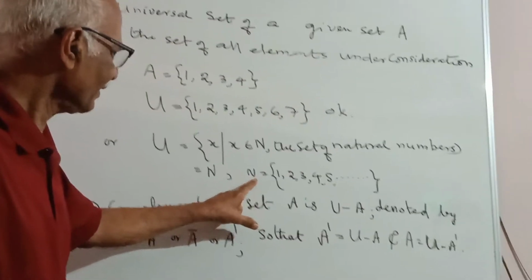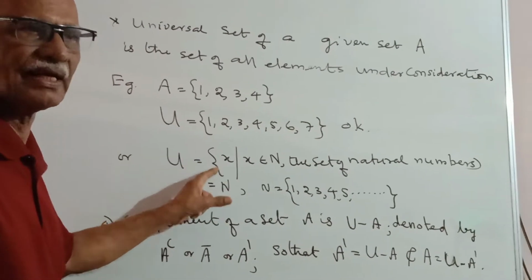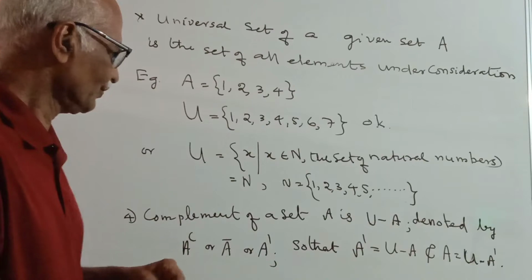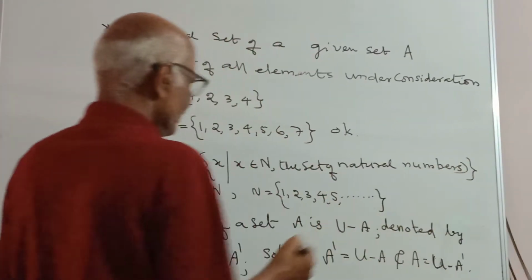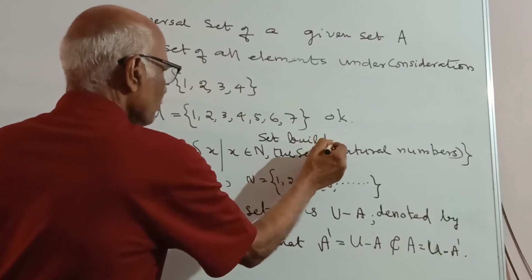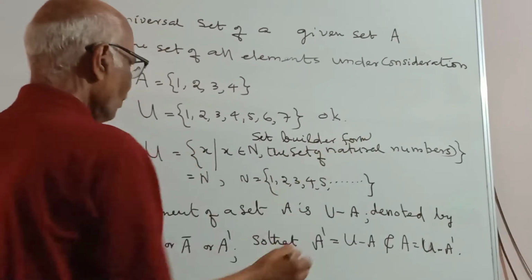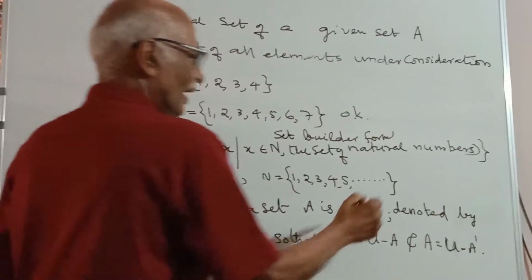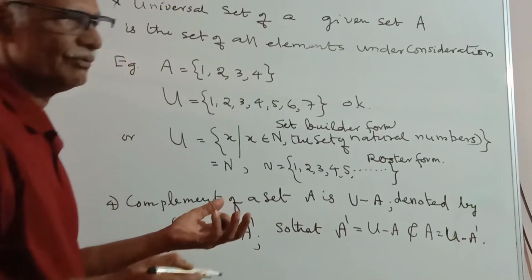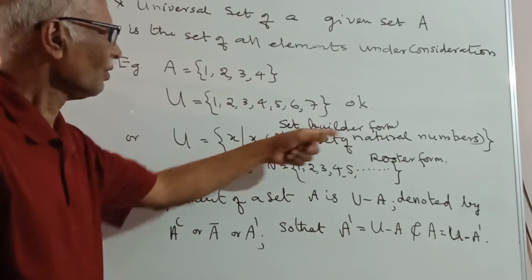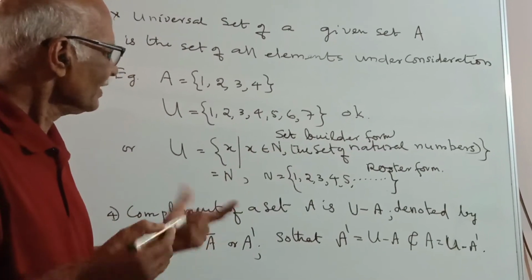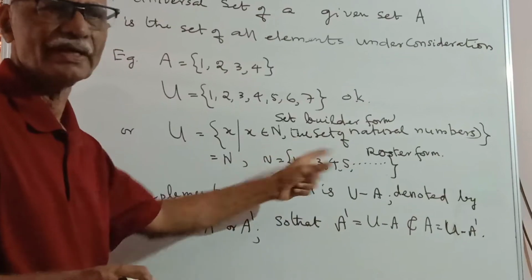Now this set N can also be represented by the set builder form. This is called the set builder form: {X such that X is in N}, the set of natural numbers. Or N can be written as {1, 2, 3, 4, 5, etc.} and this is called the roster form. So we see a set can either be represented by the roster form or by the set builder form. In the set builder form, we explain the behavior or characteristic or the nature of the elements. In roster, we write down all the elements.